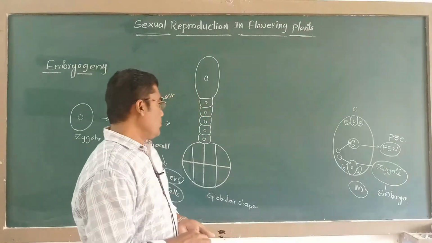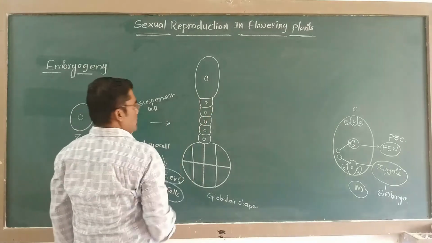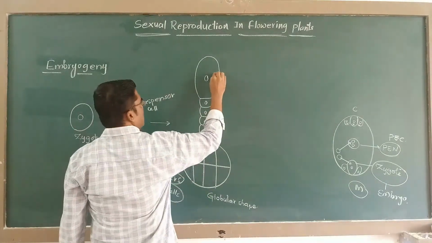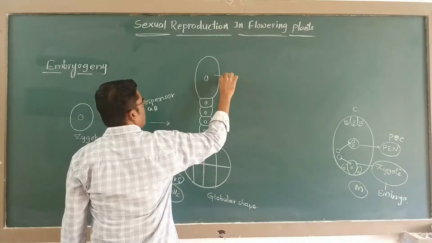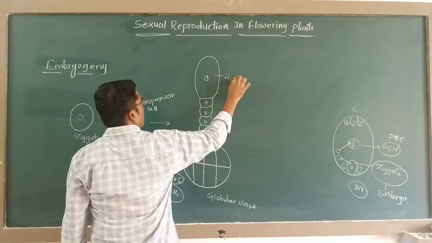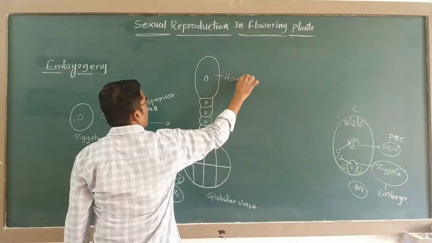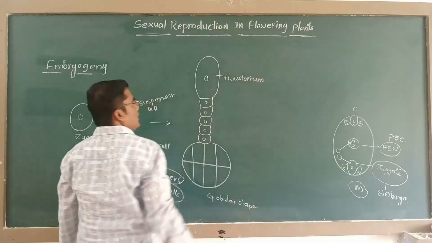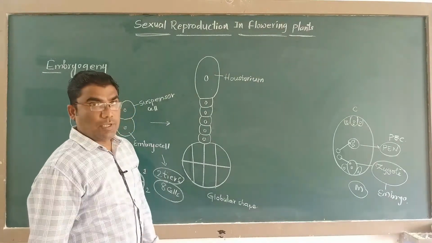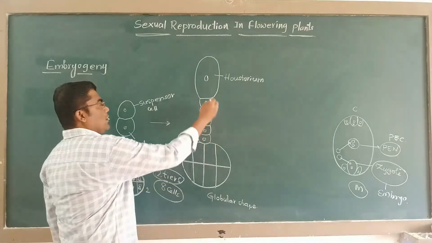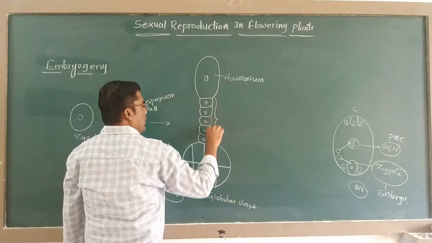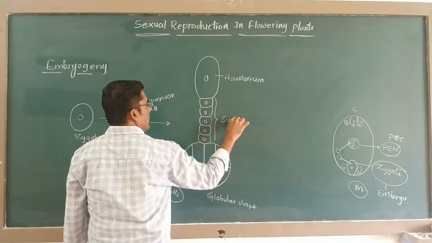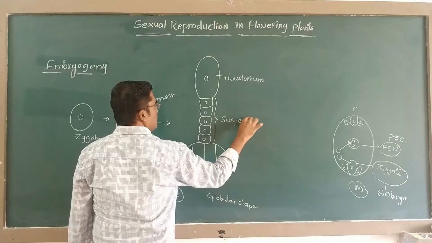So here, this is the suspensor, and this is the bigger cell in the suspensor, and this is said to be the haustorium. Here it is said to be haustorium. Now next, what are these cells? Commonly, these are suspensor cells. Here, this is the suspensor.